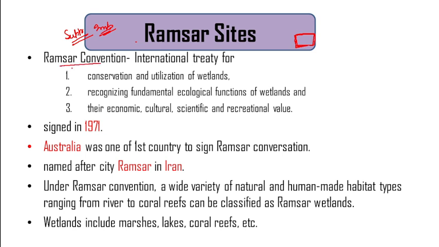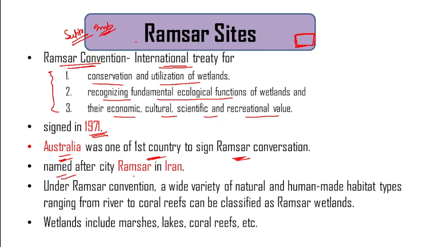So the Ramsar Convention was held. It is basically an international treaty for the conservation and utilization of wetlands, recognizing the fundamental ecological functions of wetlands and their economic, cultural, scientific, and recreational value. This treaty was signed in 1971. Australia was one of the first countries to sign the Ramsar Convention. The convention was named after the city Ramsar in Iran.